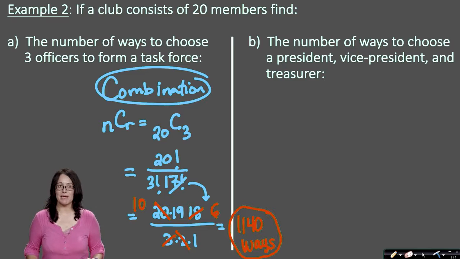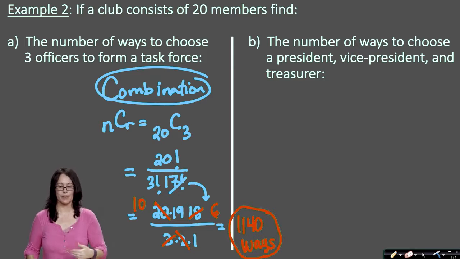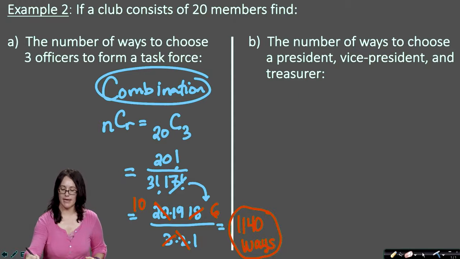Now take a look at B with me. The number of ways to choose a president, vice president, and treasurer. Now this time you're still selecting how many people? That's right, 3 people. But does the order matter? Well, yeah, because the first person you pick is the president, right? That's a little more powerful than a vice president. If you're like me, you'd rather be the treasurer. You don't have to go to as many meetings, okay? But you want to definitely know which position you got, so the order would matter. So if order matters, we would call this, you got it, a permutation.